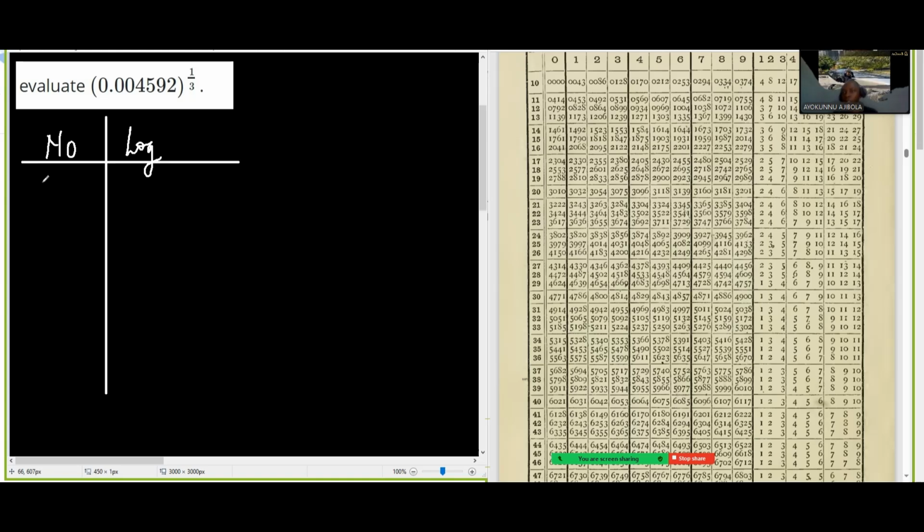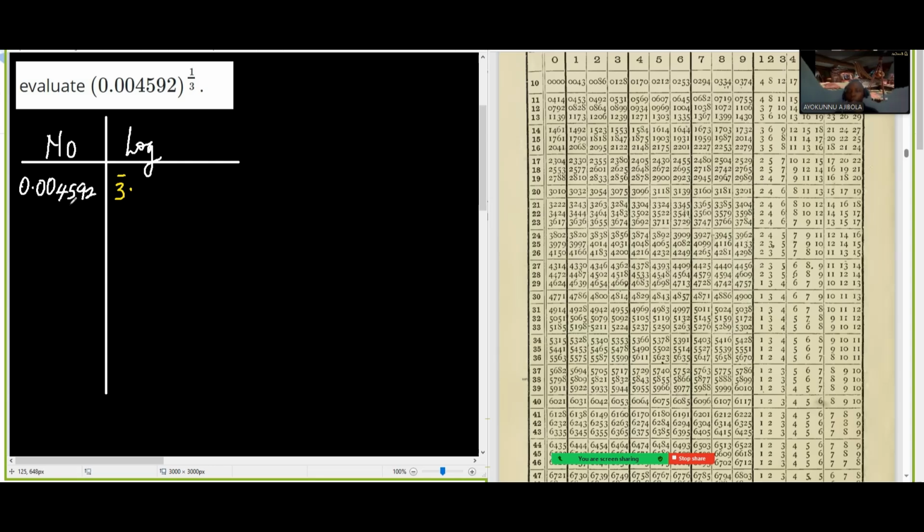So the number we're given is 0.004592. To find the characteristic, we count from the decimal point until the first non-zero digit, that is 1, 2, 3. So that is bar 3 because it's to the right. If it's to the left, before we reach the first digit in that number, that will be positive 3.